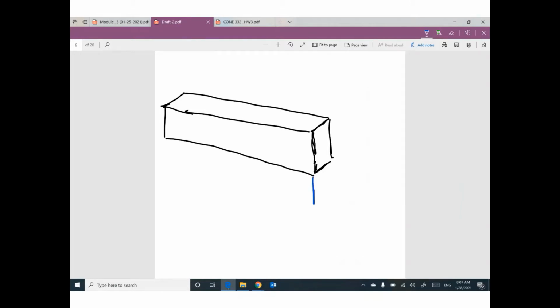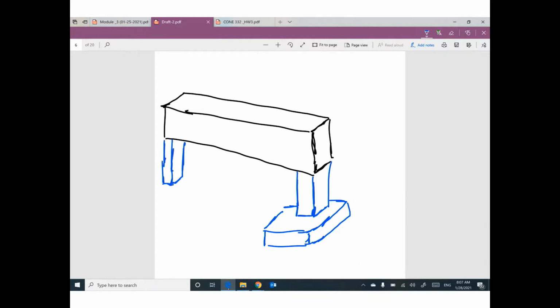This beam is supported here by columns, something that looks like this. And this column is supported by a footing. The same here, we have a column and we have a footing. This structure is under the effect of external loads.